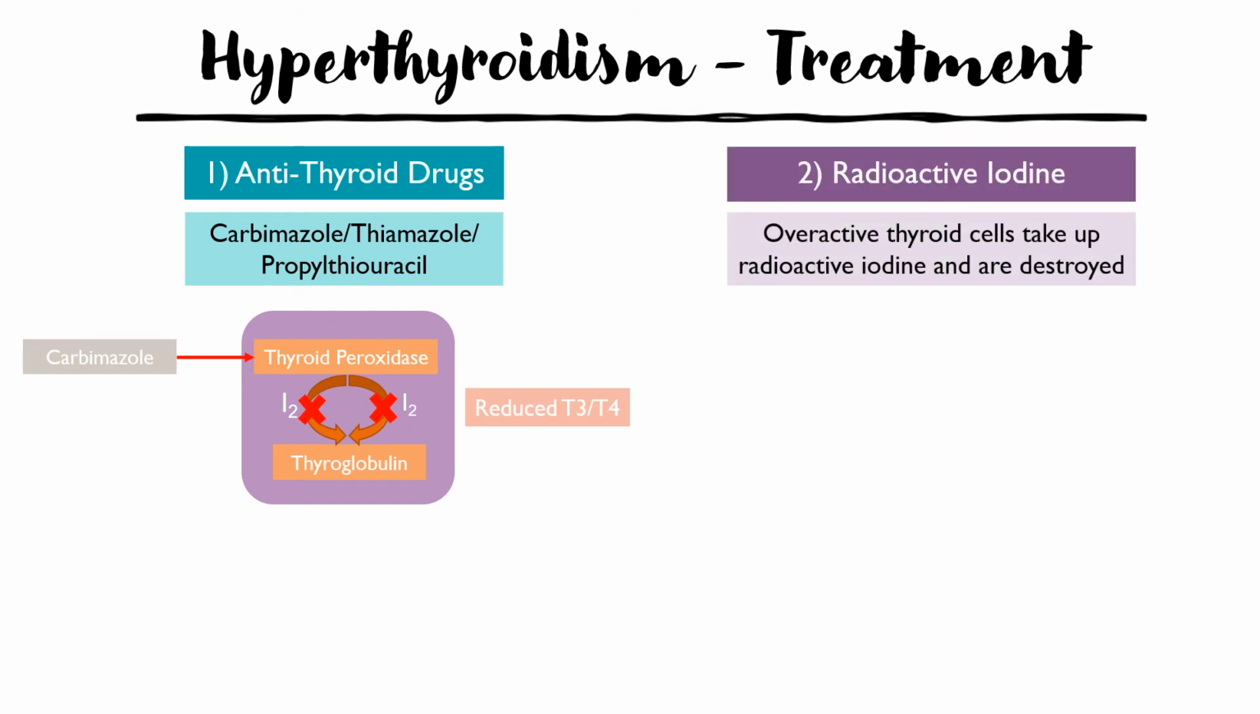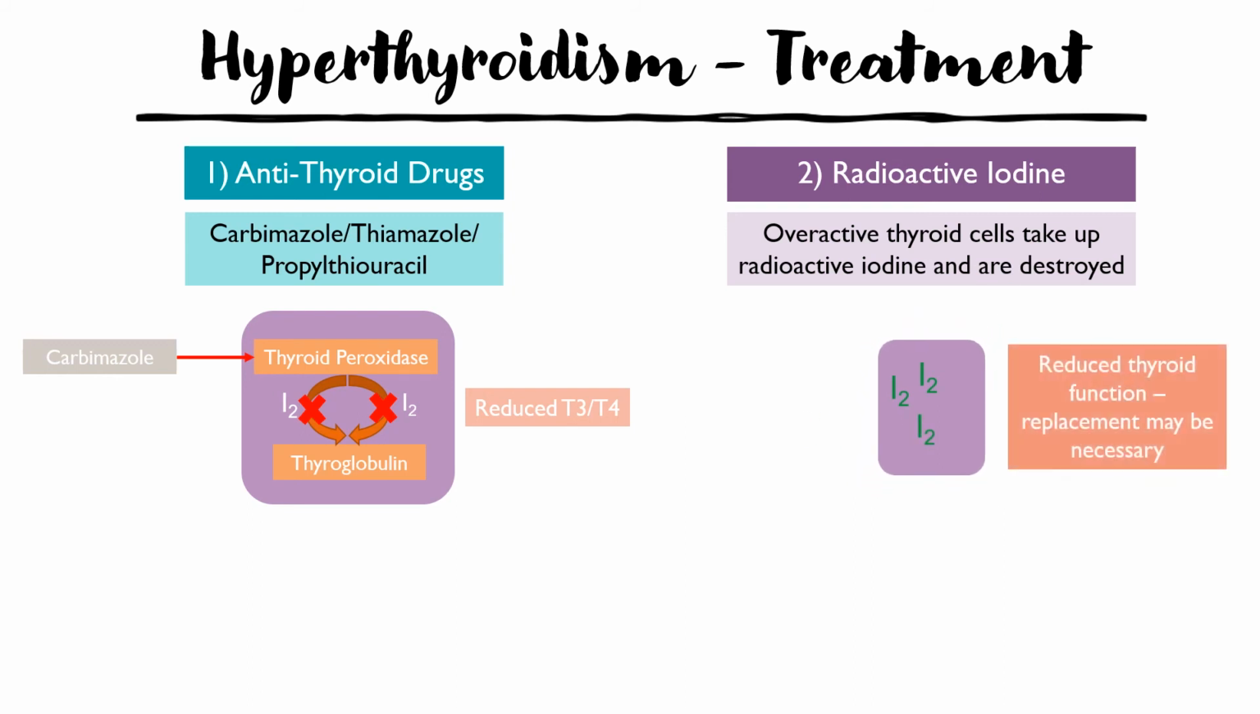Another treatment option is radioactive iodine, and the way this works is that overactive thyroid cells take up radioactive iodine and become destroyed. The problem with this treatment is that replacement thyroid hormones may be necessary if there is overdestruction of the thyroid cells.